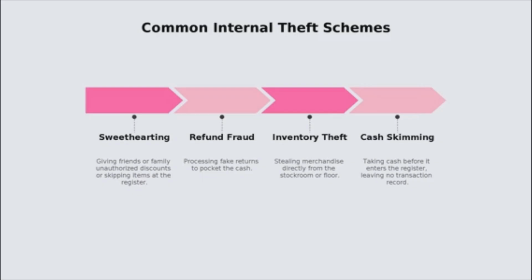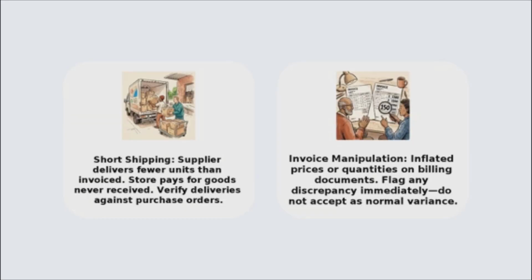Vendor and supplier fraud happens before goods hit the floor, so it's easy to miss. Short shipping means a supplier delivers fewer units than the invoice states. The store pays for goods it never actually gets. Invoice manipulation is inflated prices or quantities on billing documents. Both schemes demand careful verification of deliveries against purchase orders. Flag any discrepancy right away. Don't accept it as normal variance.